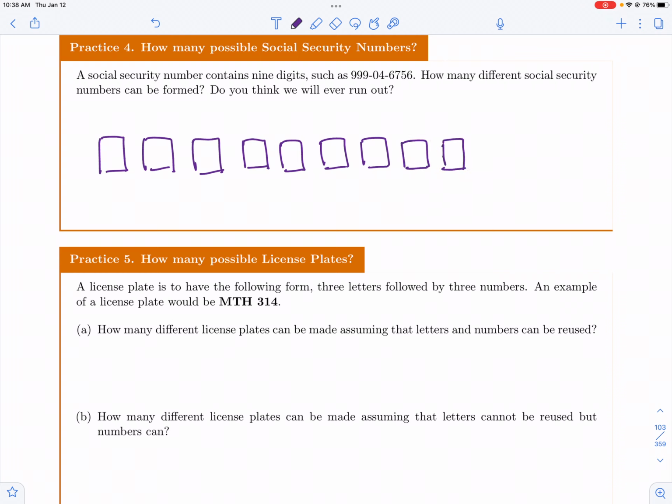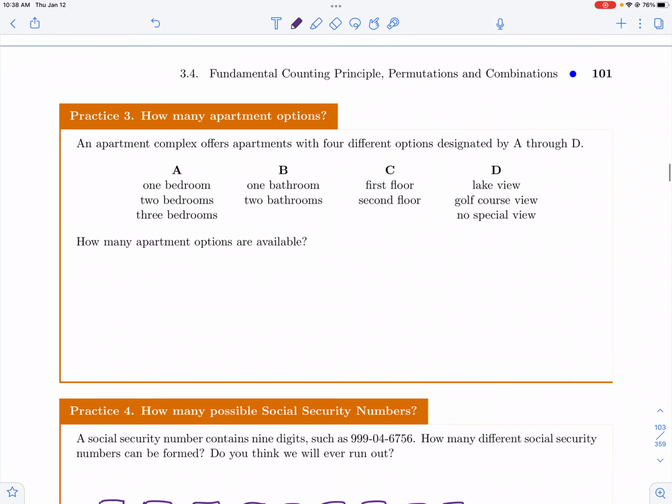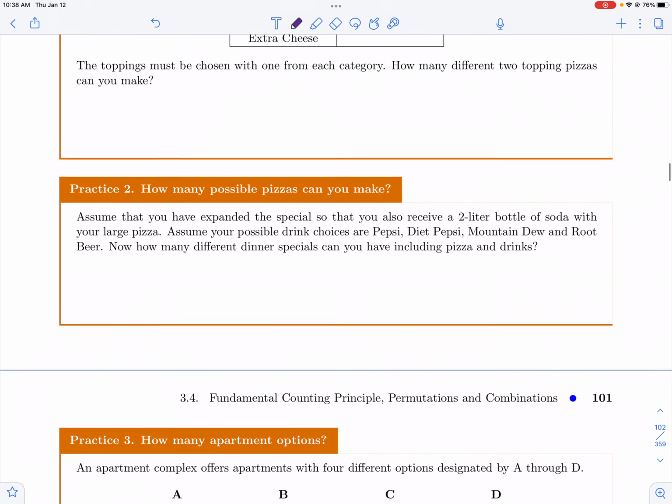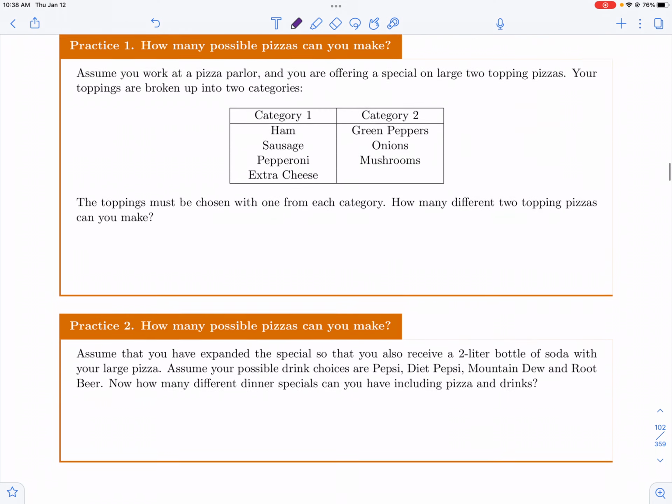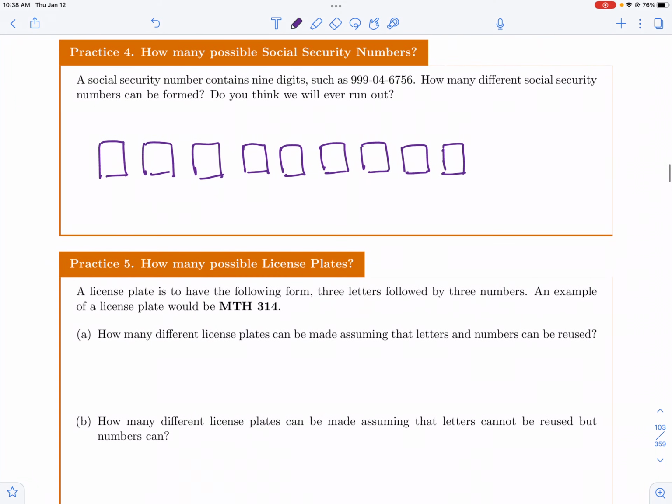last 4 numbers. So instead of clear-cut categories like we had above, category 1, category 2 of toppings, in this case we're going to think again of each digit as its own category. How many numbers can I put in for that first digit of my social security number? I can put any number between 0 and 9, so I've got 10 possible choices. But technically I can use 0 through 9 for all of these, so I'm going to have 10 possible choices for each one. A lot of 10s here.